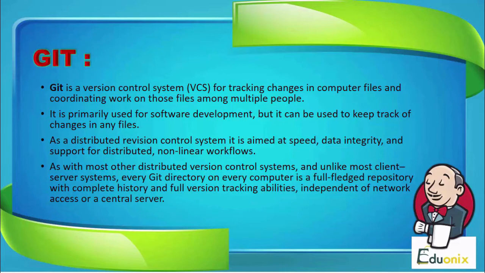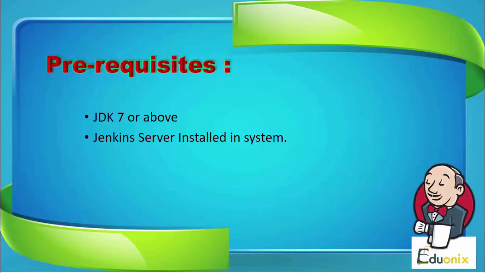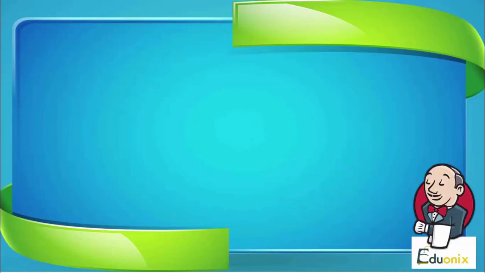Now, if I talk about Git, how are we going to integrate it with Jenkins? First of all, the prerequisite we require is JDK or above installed, because it is a prerequisite for installing your Jenkins server. My Jenkins server is already installed on my system right now, so I'm going to integrate my Jenkins with my Git. Here we are going to see how to integrate Jenkins with Git.